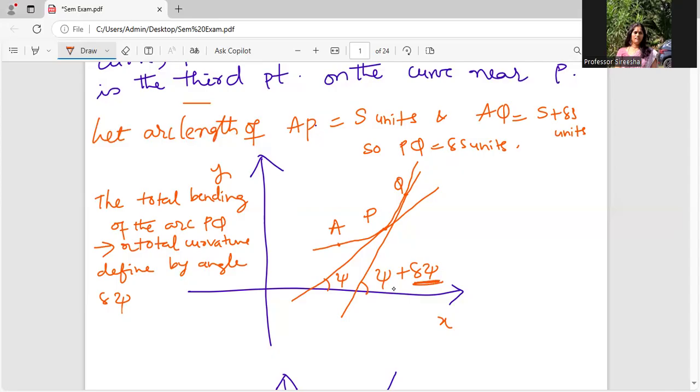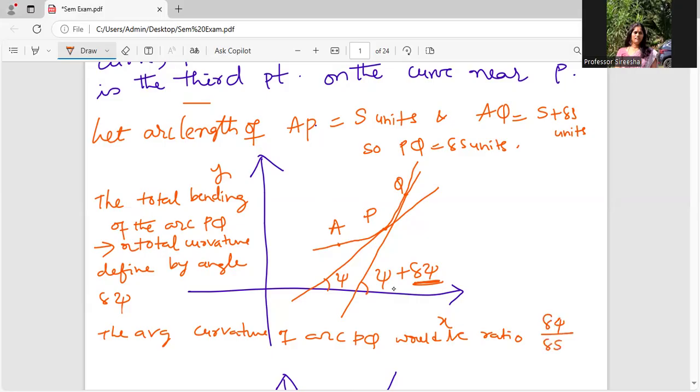The average curvature of arc PQ would be the ratio between delta xi and delta s. Delta xi and delta s.